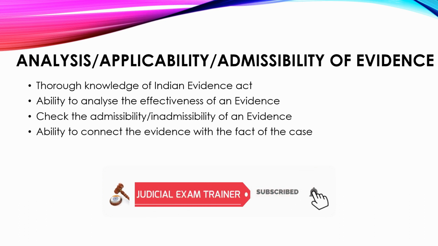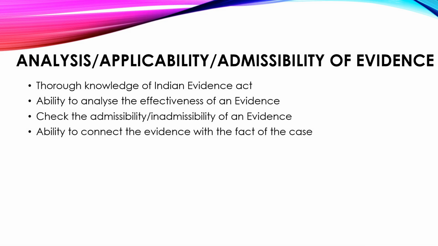That also needs to be taken into consideration: whether the evidence is admissible. There may be certain evidences which cannot be admitted. So a judge needs to know whether evidence which has been submitted to the court is first of all admissible or inadmissible. Next, if evidence is given, then the judge needs to analyze the effectiveness of the evidence, whether that evidence is helpful in adjudicating the case effectively. Next, as I already explained, the admissibility and inadmissibility of an evidence need to be identified.